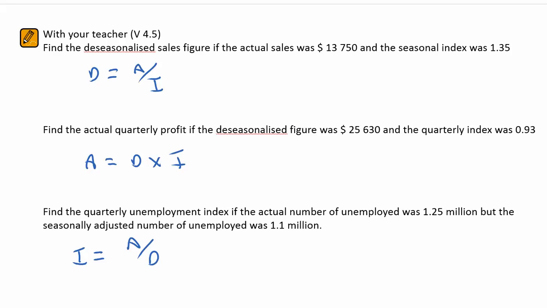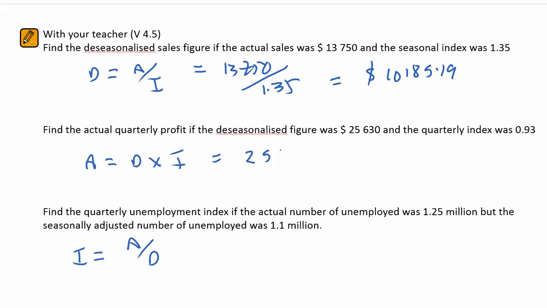The actual figure was 13,750 and 1.35 for the seasonal index. So simple division. So $10,185.19. In the second one, we want the actual quarterly profit if the deseasonalised figure was 25,630 and the quarterly index is 0.93. So we get an actual figure of 2385.90. Slightly smaller than the smooth figure of the 25,360.